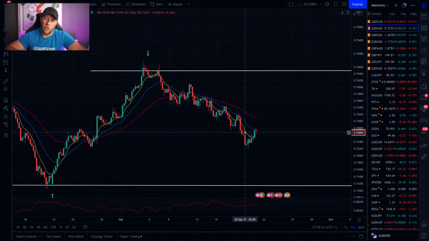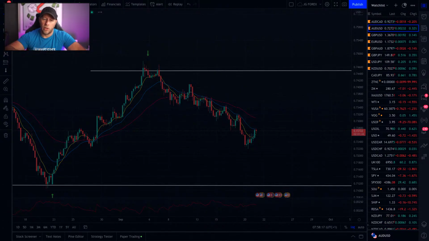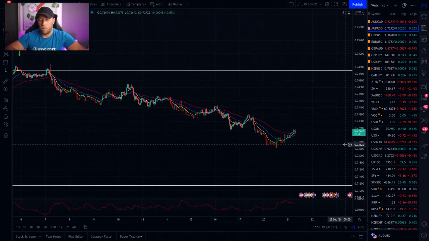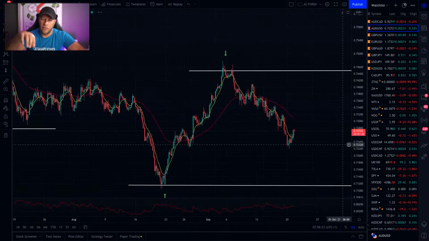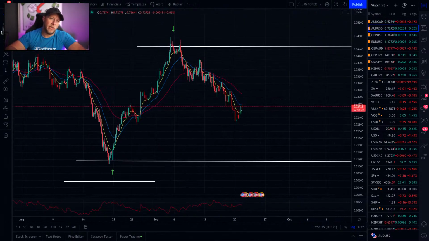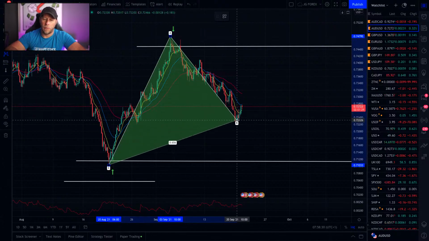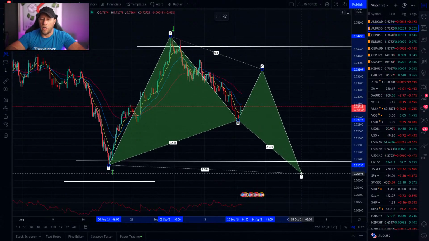So we've kind of got this little move within a move. If you're trading off of lower time frames, you might even be looking at trend-based setups. I'm not. I'm just looking at this as a range. I'm looking to trade in this range. And again, a number of ways you can do that. Either you're looking for consolidation patterns like this. This would be a Gartley.